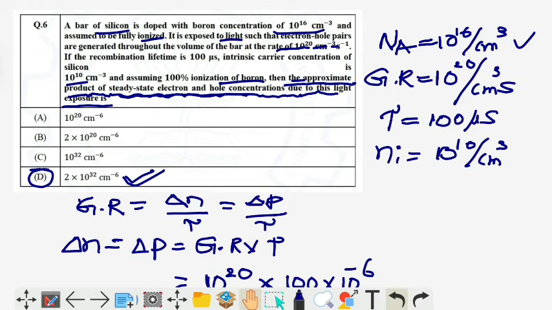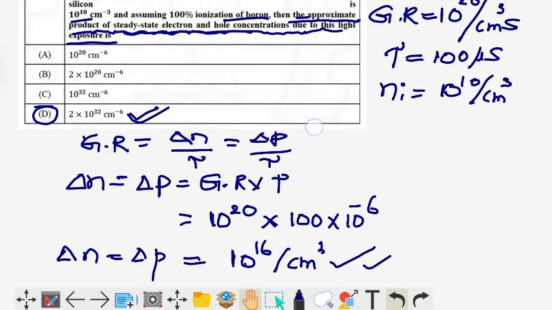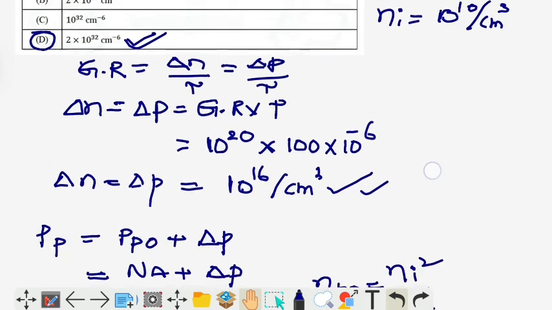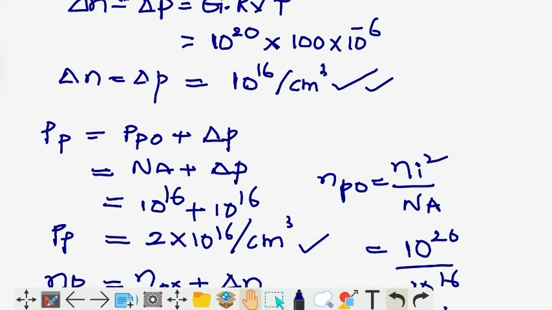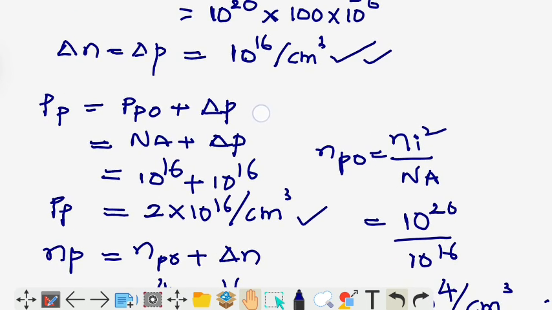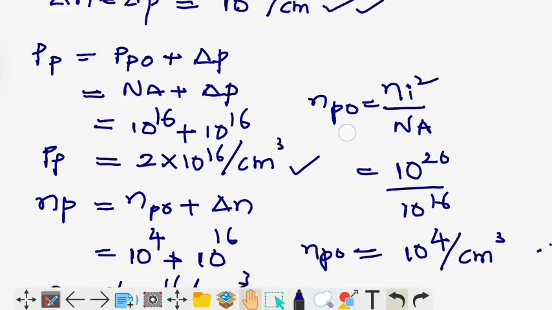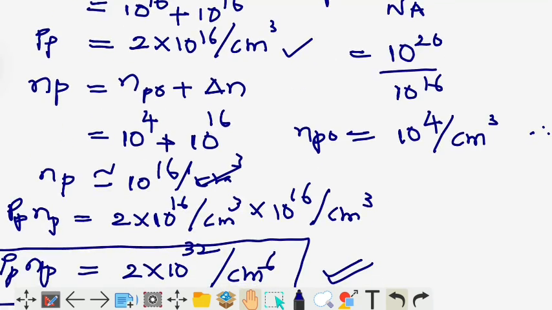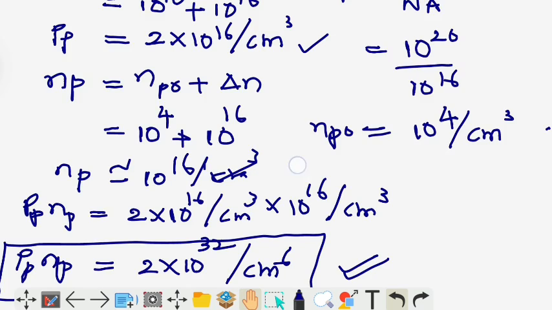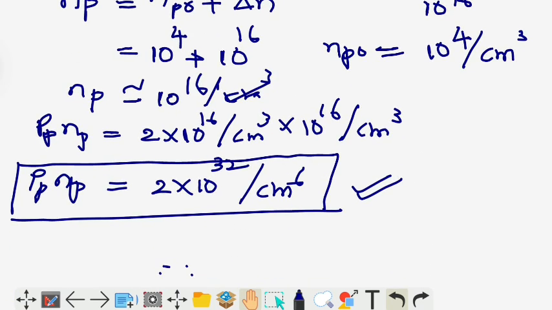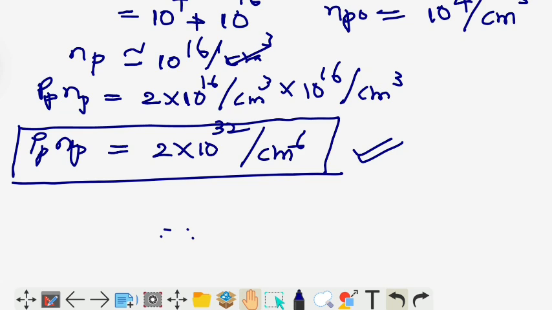From the generation rate, we can find the electron and hole generation, that is, how many electrons and holes are generated. Then at steady state, the value of holes and the value of electrons can be found in this fashion: pp is equal to pp naught plus delta p. From there we find the hole concentration, and np is equal to np naught plus delta n. From there we can find the electron concentration, and when we take the product we get 2 into 10 to the power of 32 per centimeter to the power of 6. So this is the procedure.